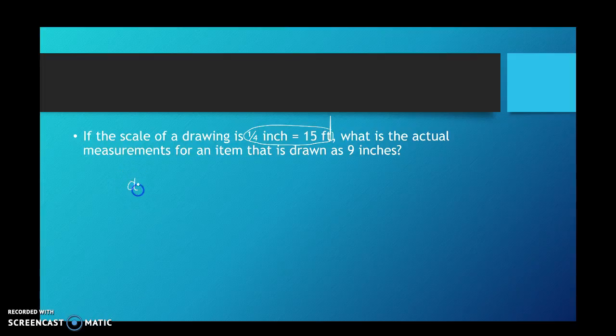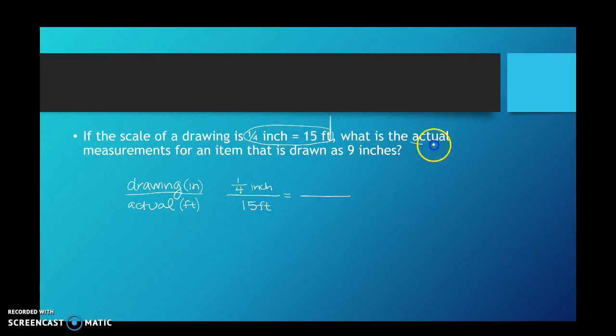So it's always going to be drawing over actual. And let's go ahead and label our measurements. It says 1/4 inch. Remember, we said the first one always goes on top, so inches on top, and then the second one goes on the bottom, feet on the bottom. So drawing over actual, inches over feet. Now I'm going to set up my proportion. My scale is always going to go on the left side of the proportion. So 1/4 inch is equal to 15 feet.